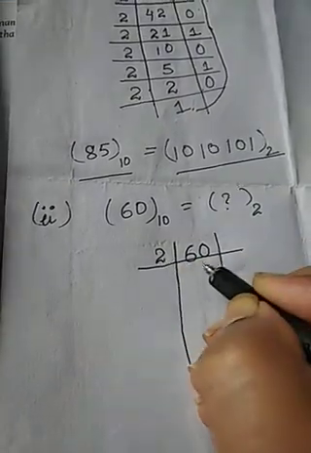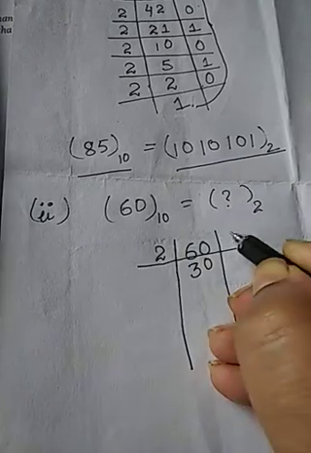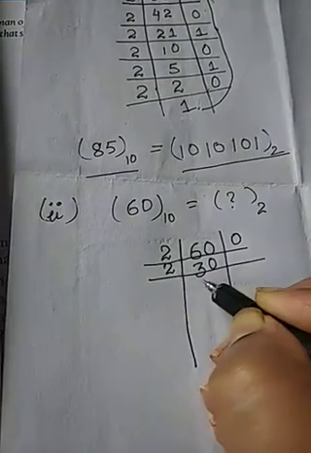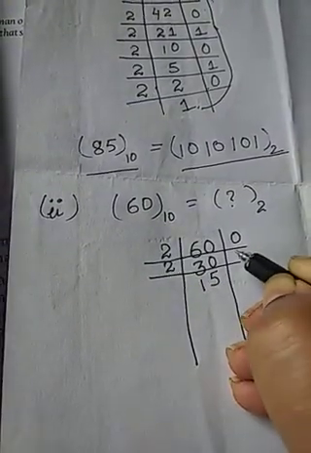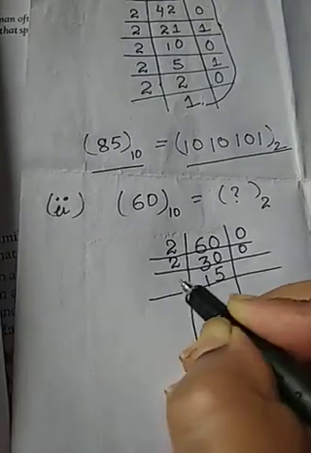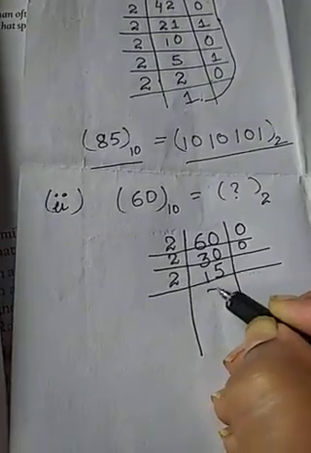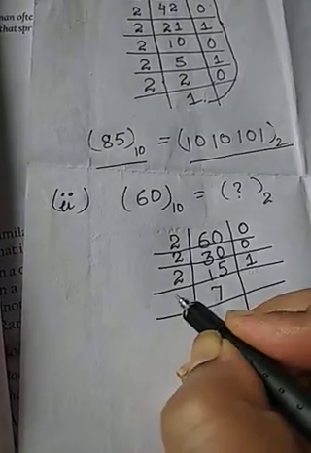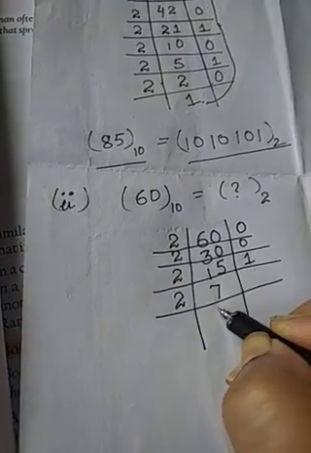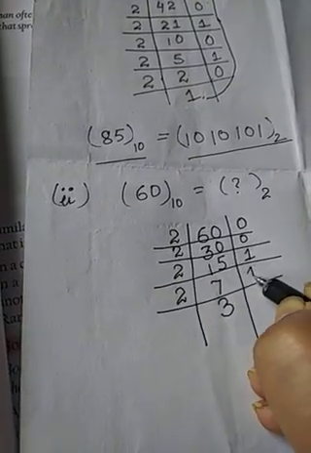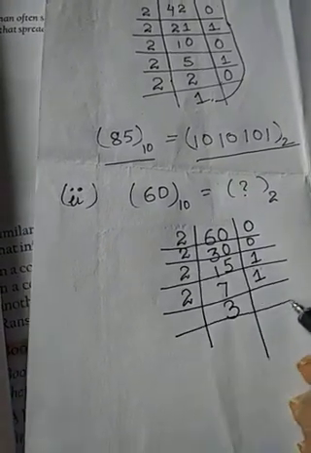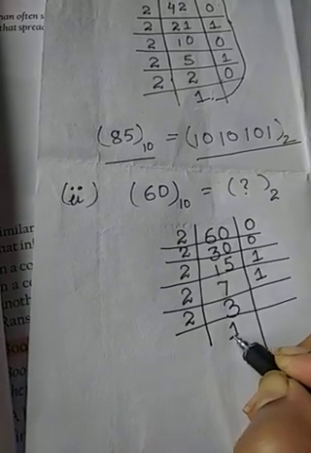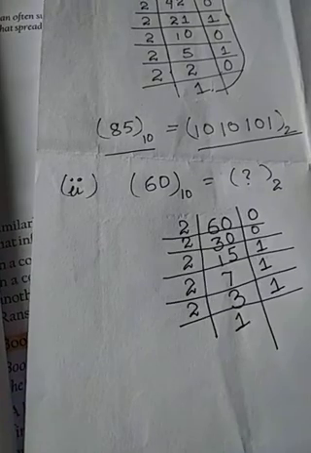So divide by 2 and it will be 30 and the remainder will be 0. Again 2, it will be 15, remainder will be 0 again. This time 2, 7, remainder will be 1. Then 2, 3, remainder will be 1. Then 2, 1 and then remainder will be 1.